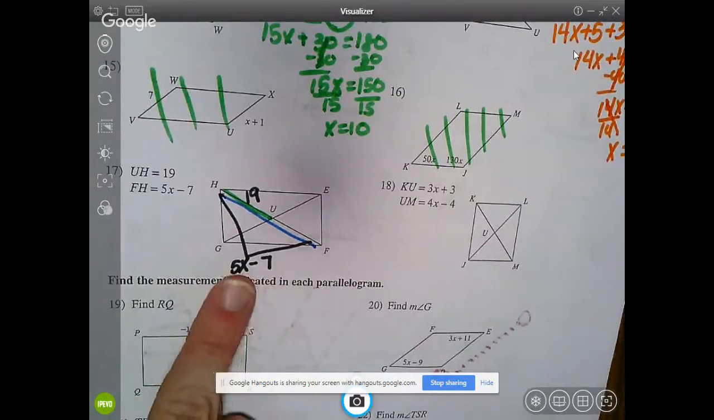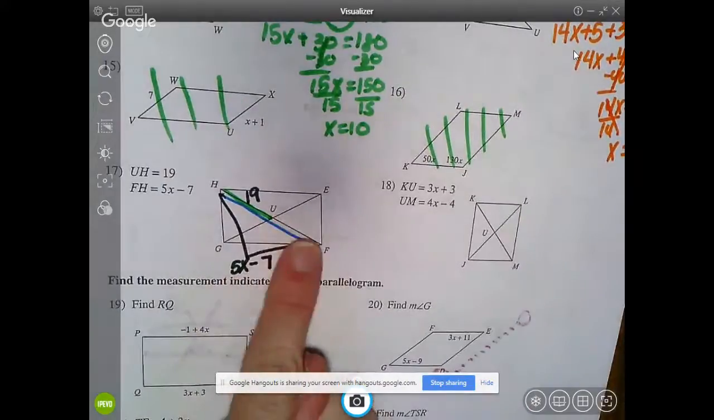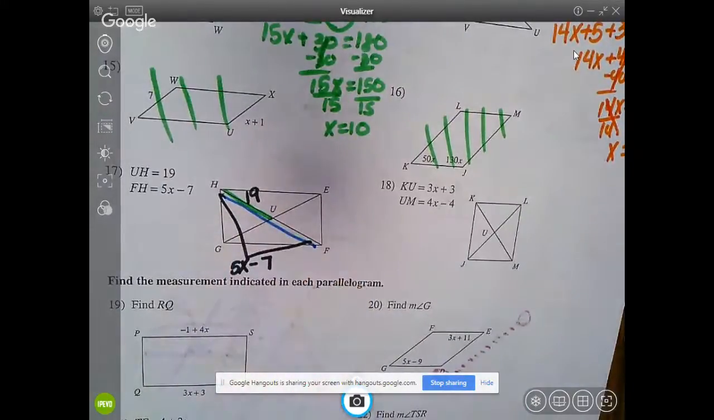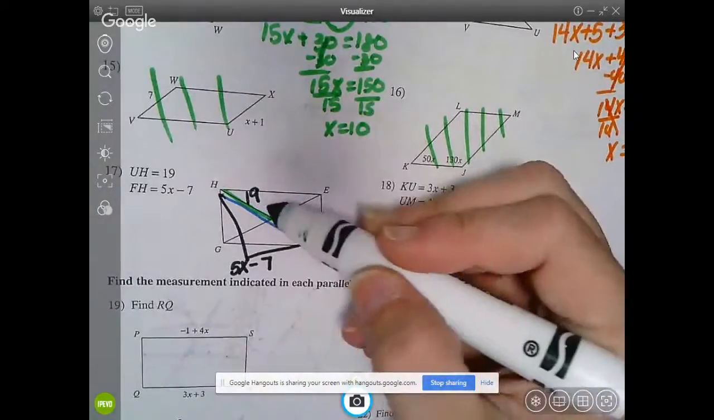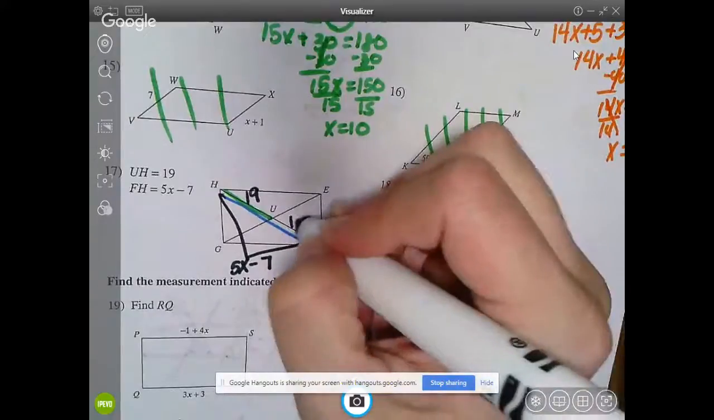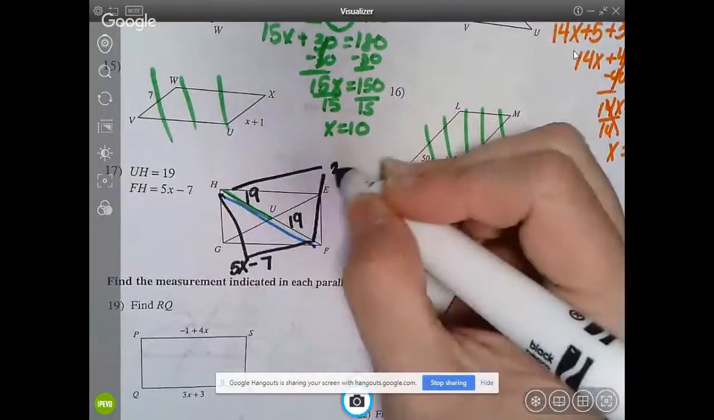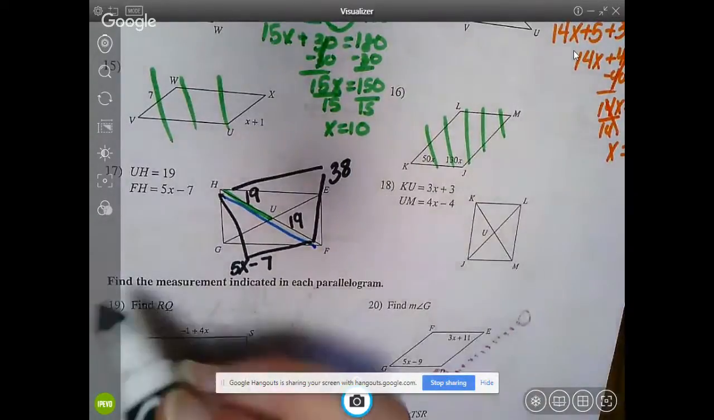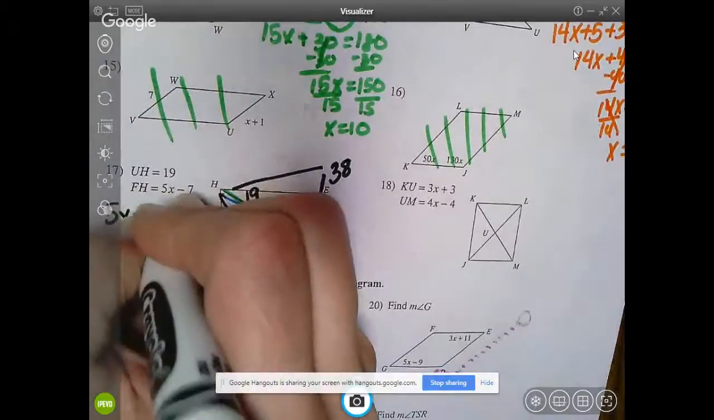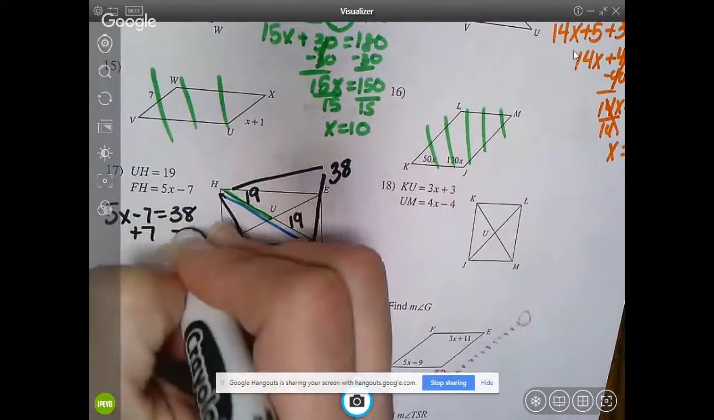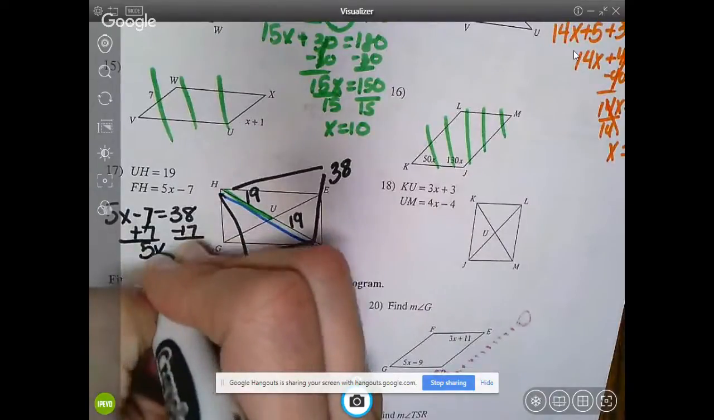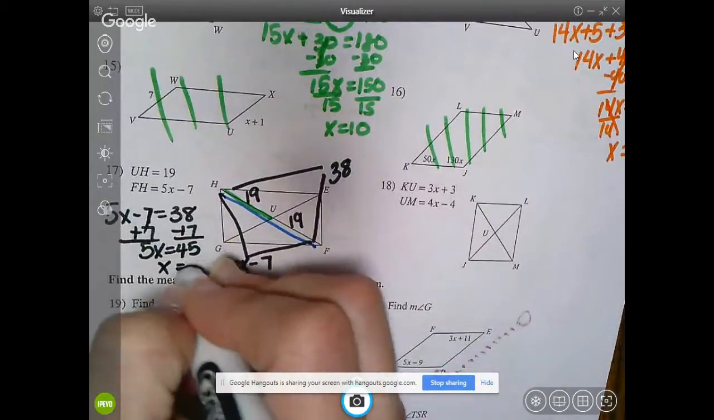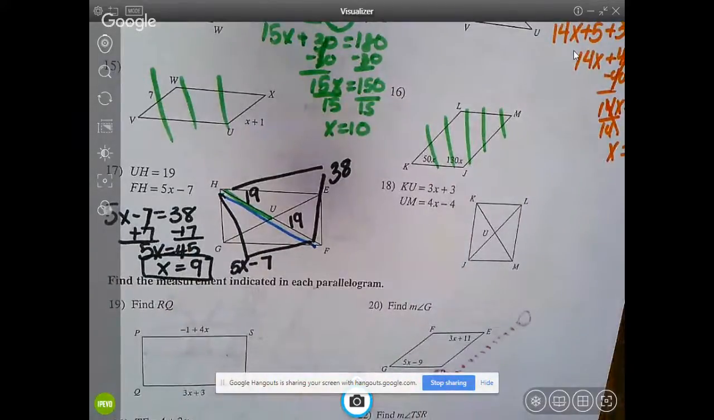So all we need to do is find out how much this piece, UF, is, if the diagonals bisect each other. The whole thing is 38. This is 19, so this whole thing will end up being 38 because 19 times 2 is 38. So then we just do the math. 5x minus 7 equals 38. Add 7. 5x equals 45. Divide by 5. X equals 9.